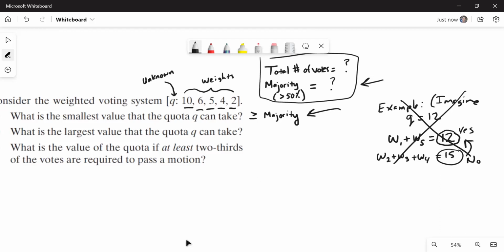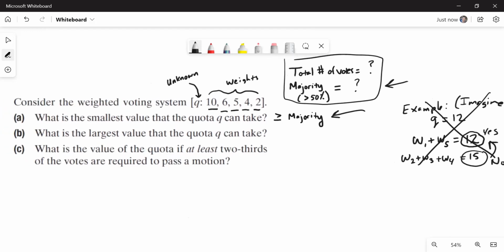All right. Question B, what is the largest value that the quota can take? Well, it can't get bigger than the total number of votes. So that must be the answer there, the total number of votes. If you look at the voting system we have here, and you've already found the total number of votes, hopefully, you can see that it's impossible for us to receive 100 votes. There's no way. So our largest value possible is that total number of votes.